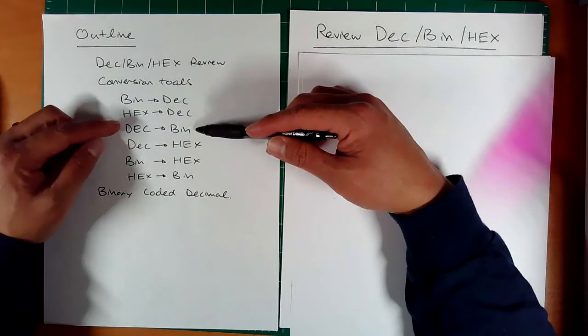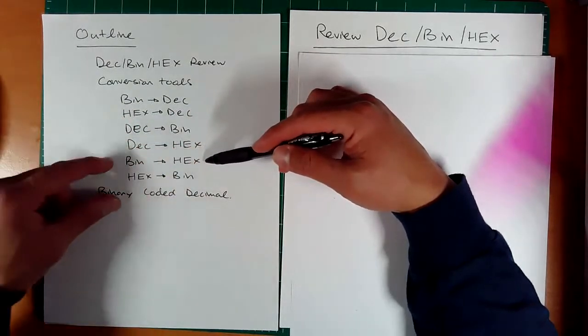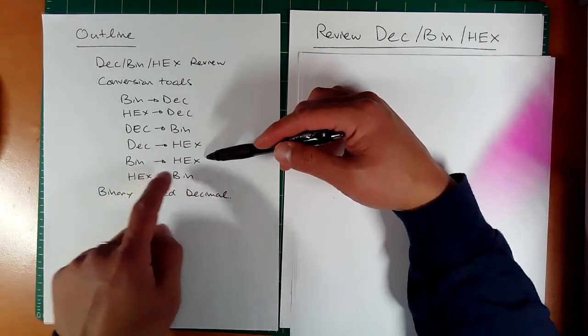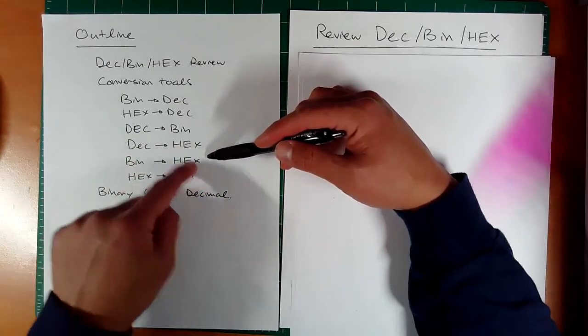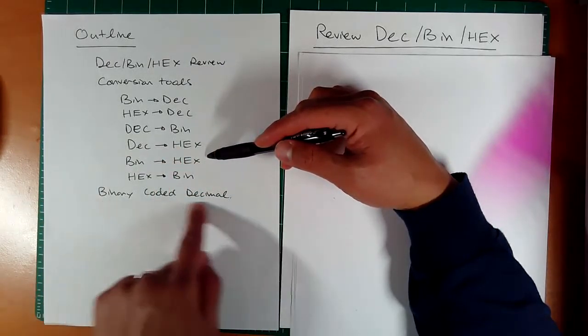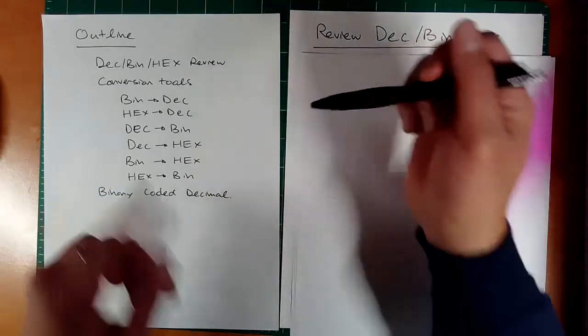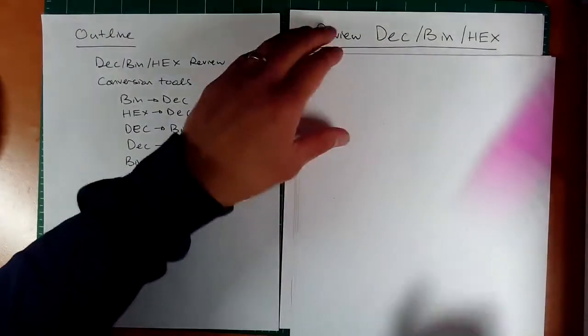In the second part, we'll look at decimal to binary and decimal to hex. In the last part, we'll look at binary to hex and hex to binary, because this is kind of a nice convenience here. And then the last thing is binary coded decimal. All right, but let's begin on the first three items here.